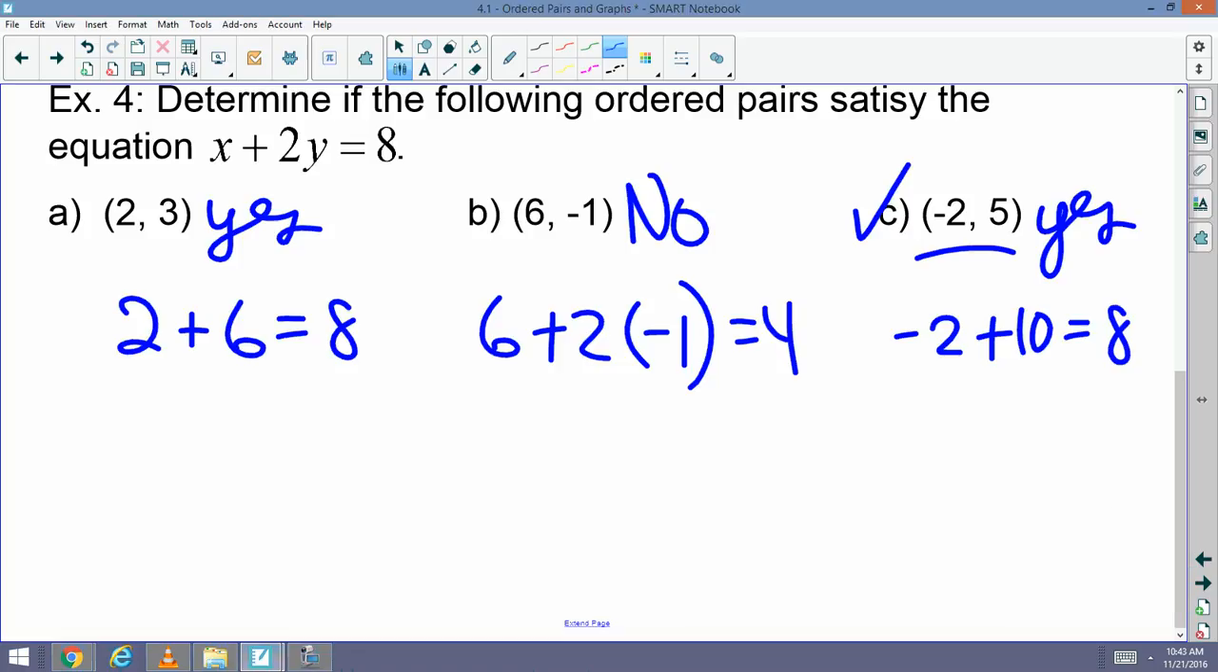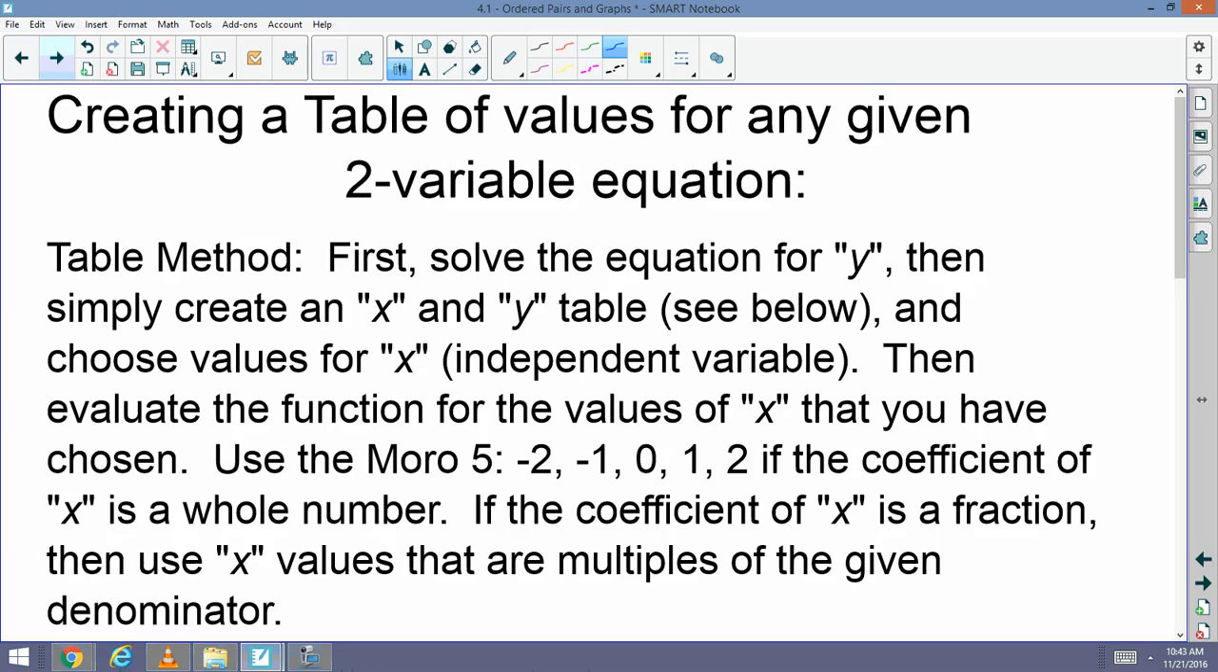Okay, so does that make sense, guys? You literally just plug it in and you find the solution. Okay, next. Now, creating a table. Okay, guys, let me explain all of this good stuff.